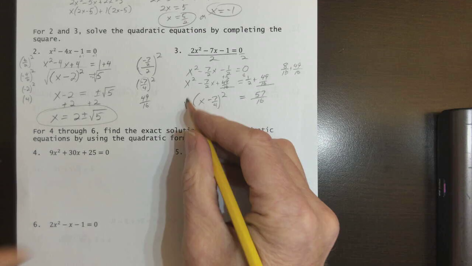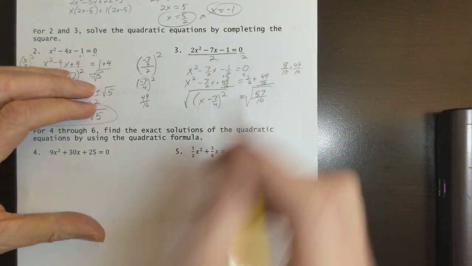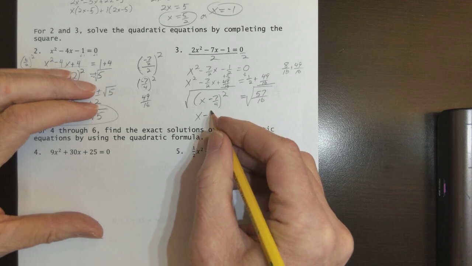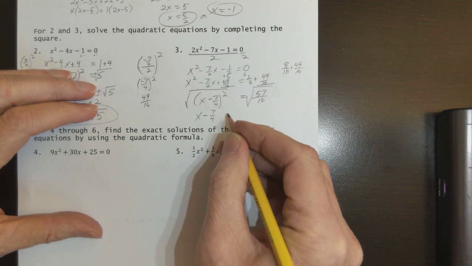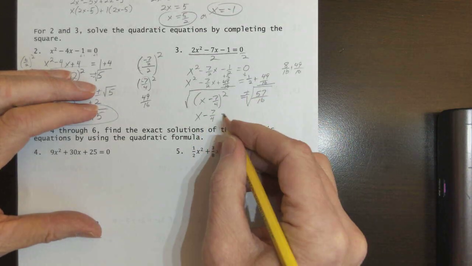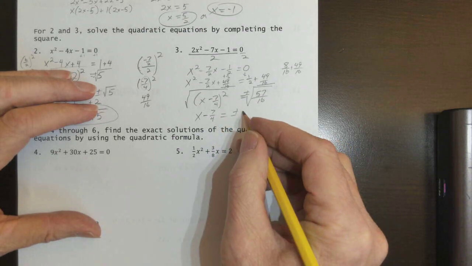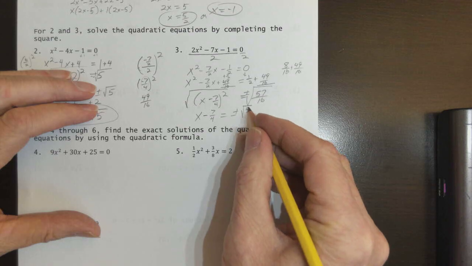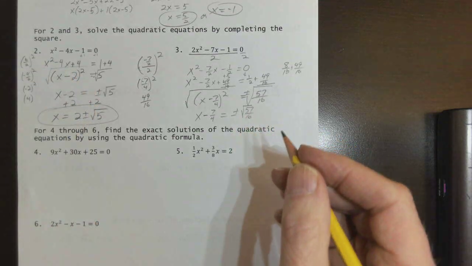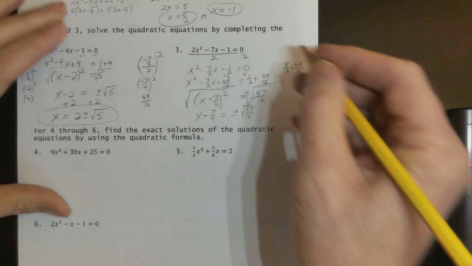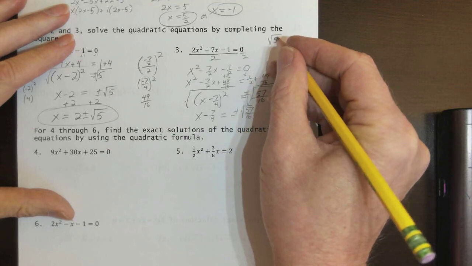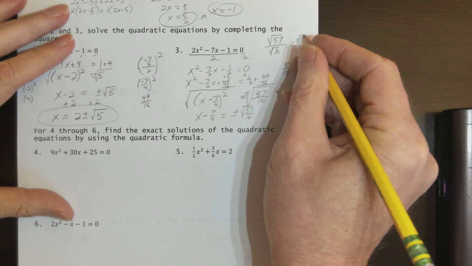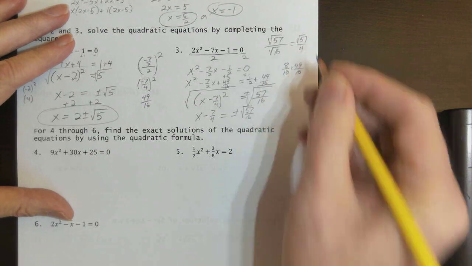I'm going to take the square root of both sides. And this is x minus 7/4, equals plus or minus the square root of 57 over 16. Now the square root of 57 over the square root of 16, that's the square root of 57 over 4.